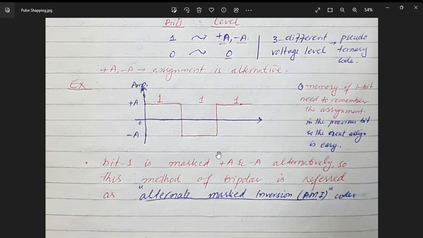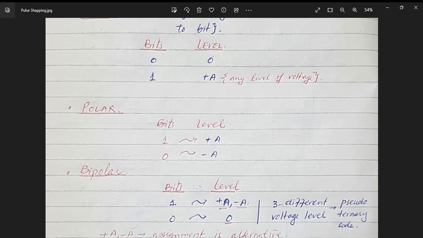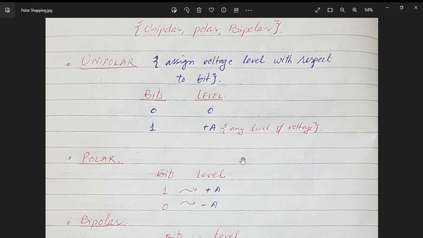So these are the three techniques: unipolar, polar, and bipolar. I hope that you understand them very well.